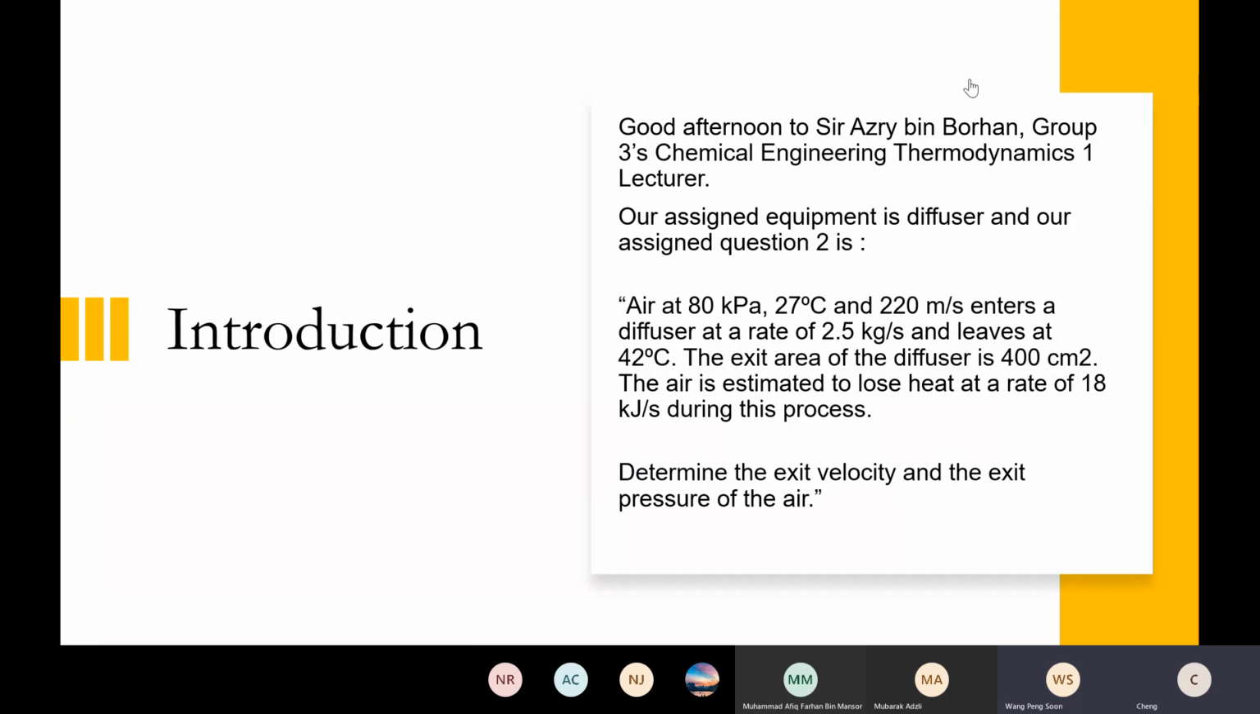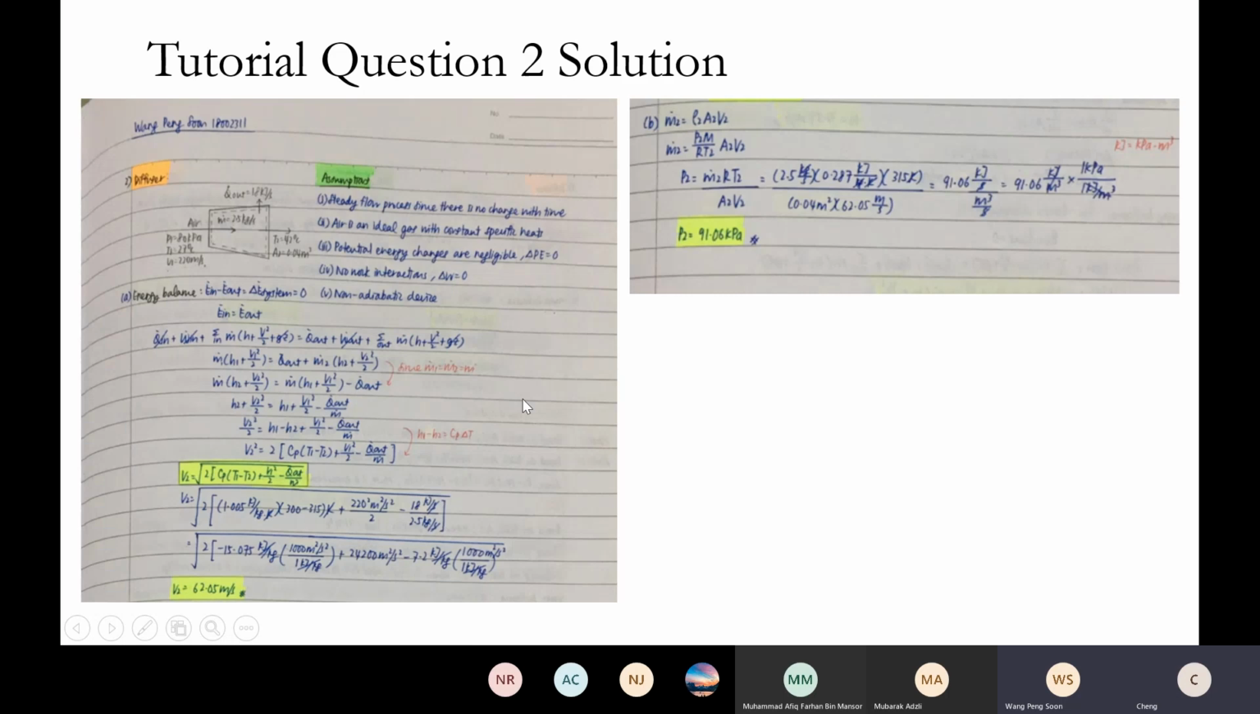Our assigned equipment is diffuser and our assigned question is as follows. The question asks us to determine the exit velocity and the exit pressure of the air. The diagram is shown for clearer understanding.